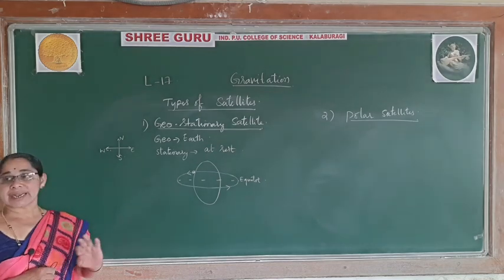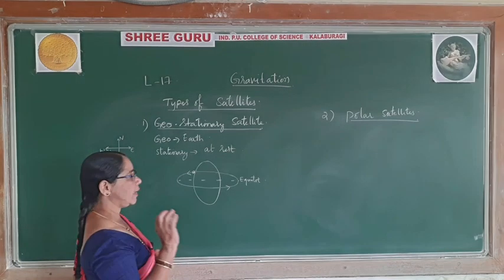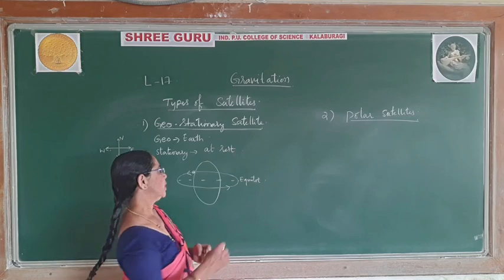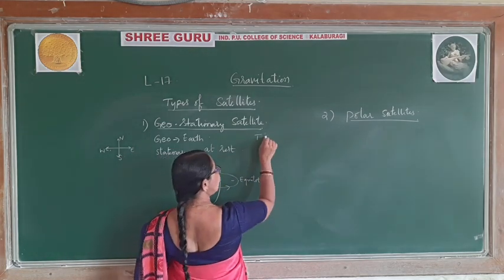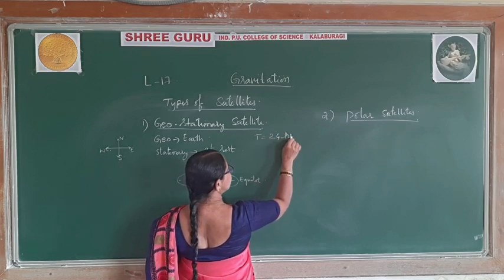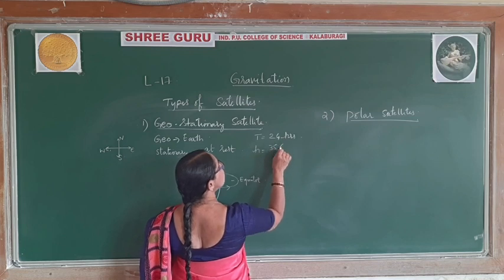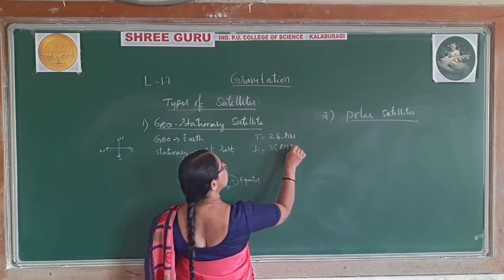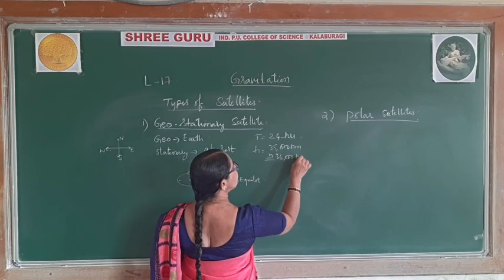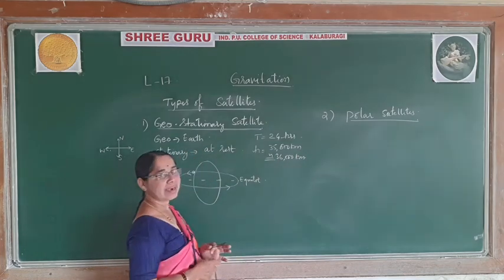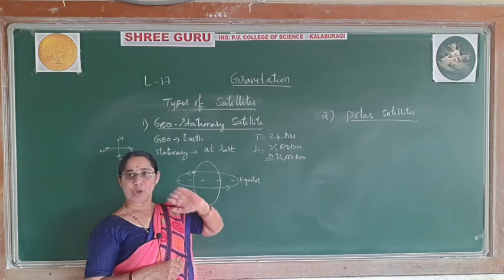To place the satellite we have two conditions. We have to take the height and one more, the time period. You already learnt in the last class, if the time period is 24 hours, then the height will be 35,800 kilometer, but we take it approximately equal to 36,000 kilometer. When you calculate the height, you get this, but approximately we take 36,000 kilometer.